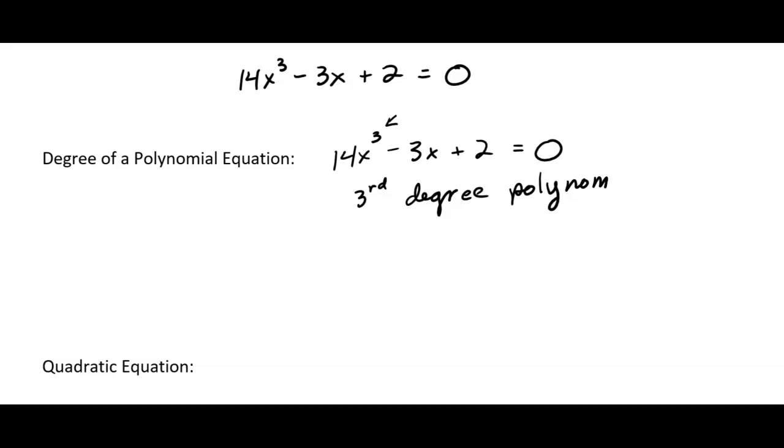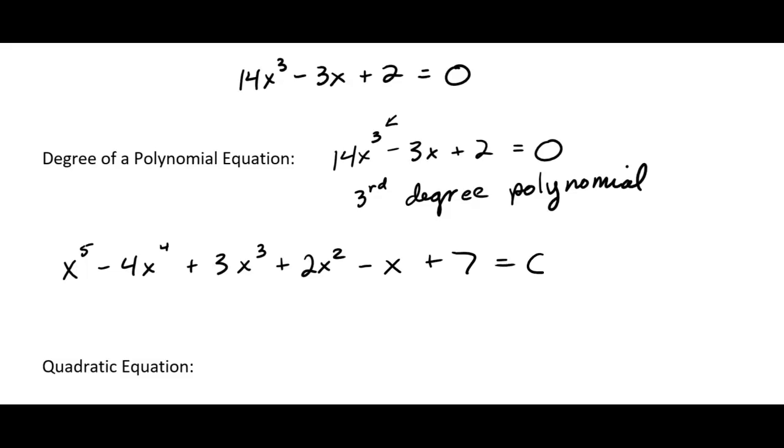So when we write our polynomials, we want them in what's called standard form. We want the highest exponent first, and then the next exponent, and so on. That highest exponent will be the degree. So let's say I had x to the 5th minus 4x to the 4th plus 3x cubed plus 2x squared minus x plus 7 equals 0.